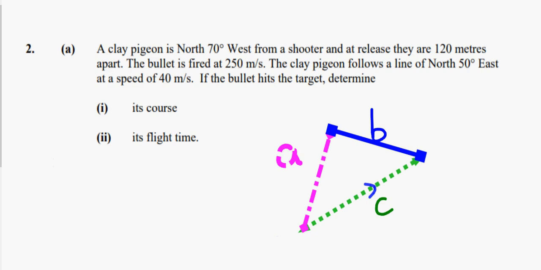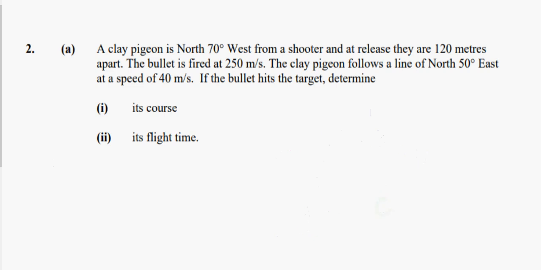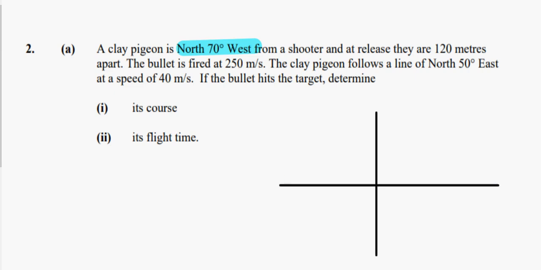Okay? So, what we have is a clay pigeon is north 70 degrees west. So, let's draw our north, east, west diagram, alright? So, we'll go for this one. North 70 degrees west. Okay with that? So, this is technically 20. That's 70. Okay? From a shooter. Pigeon. Shooter. Okay? 120 meters.